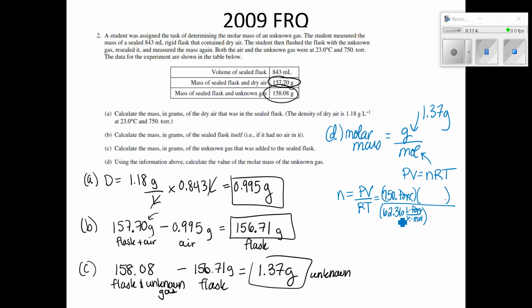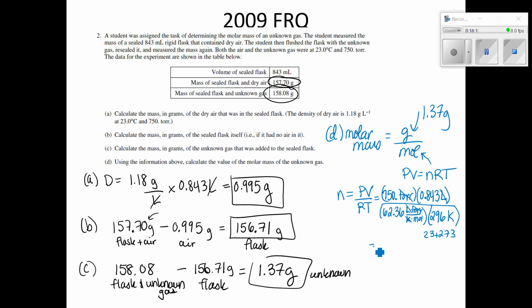So notice since the R value has liters in it, I need to convert my volume from milliliters into liters. So I'm going to convert my 843 into 0.843 liters. So now my liters cancel out. And then notice how Kelvin is my other unit there. So that means my temperature needs to be in Kelvin. So it's going to be 23 plus 273, so that's 296 Kelvin.